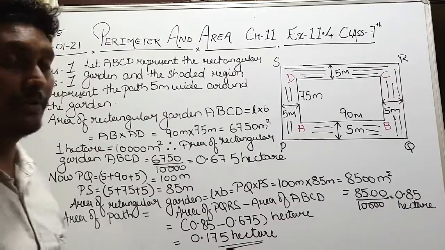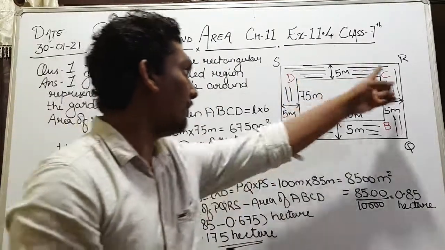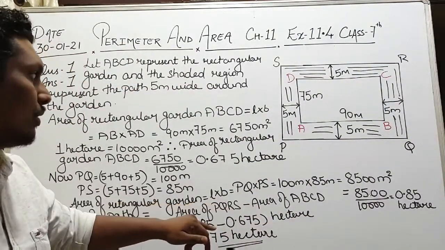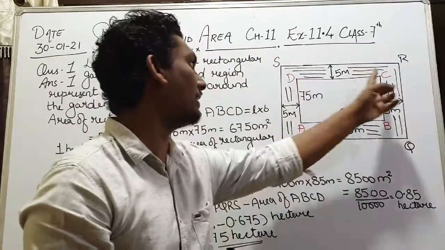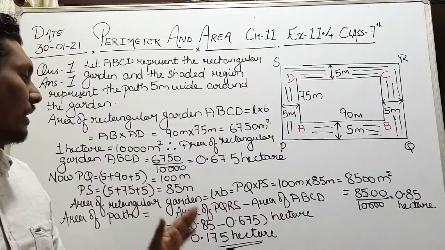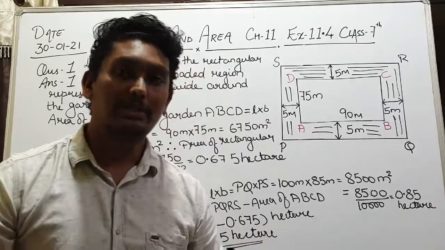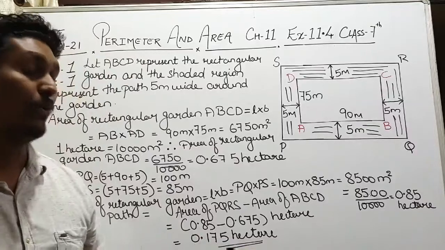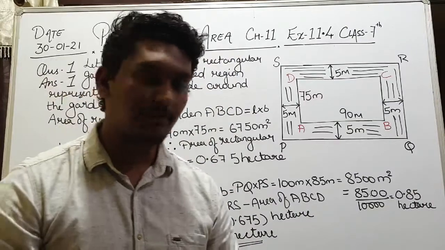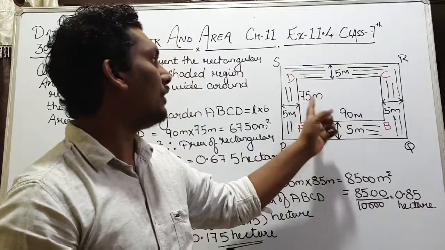Now, we have to find the answer to the question. The final question is to find the area of the path. For finding the area of the path, the shaded portion, what you have to do? You have to subtract the area of ABCD from the area of PQRS. From the bigger rectangle, we have to subtract the smaller rectangle area. So from 0.85 minus 0.675. When you subtract, we will get the answer 0.175 in hectares. Okay. So the question is very simple. First we have to find the area of ABCD, that is length into breadth.